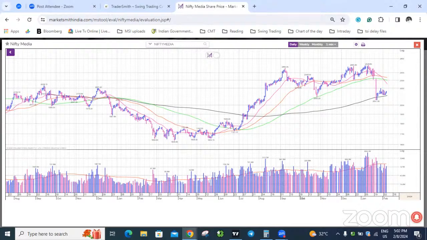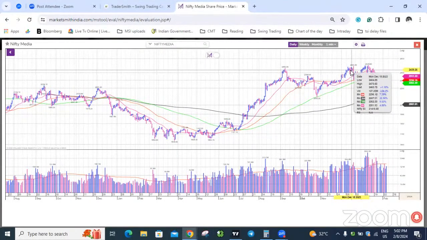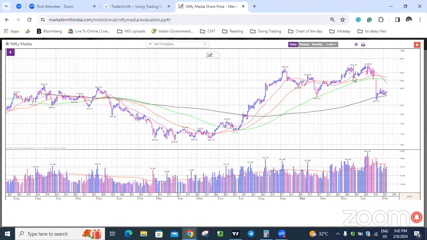PVR Inox, I know. So it is almost sideways if I exclude this Zee Entertainment. Now this index took support around the 200-day moving average, this black color line, and is trying to recover. But technically this structure has broken down suddenly. So let's see. Now it will take time to give the breakout that we were expecting earlier.